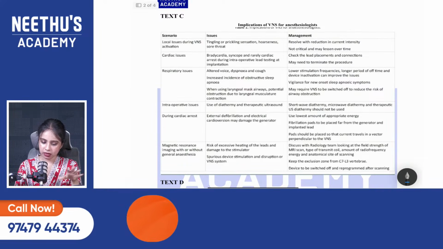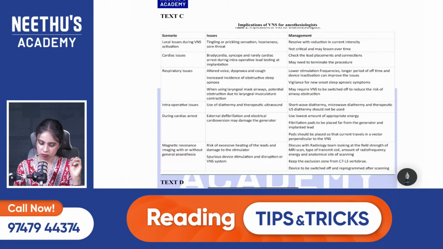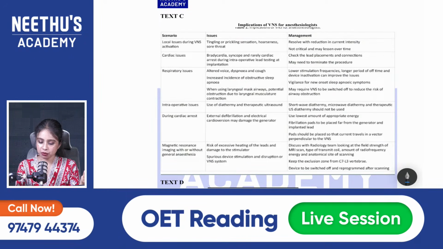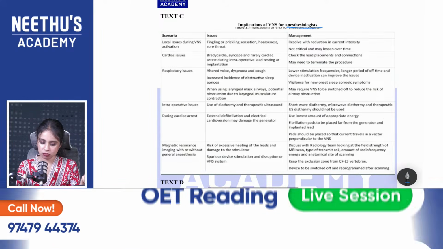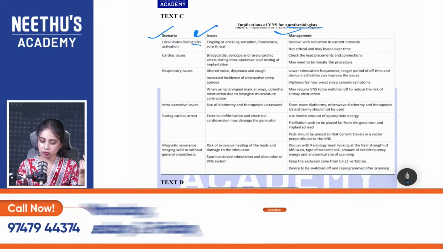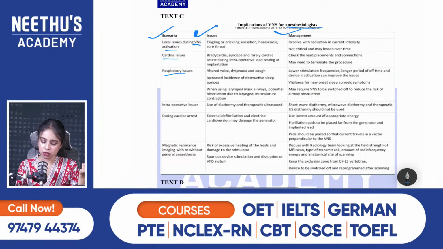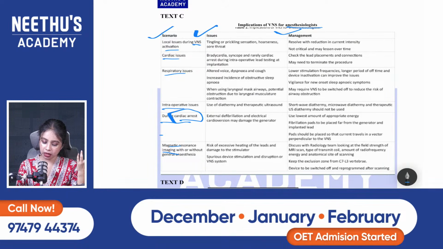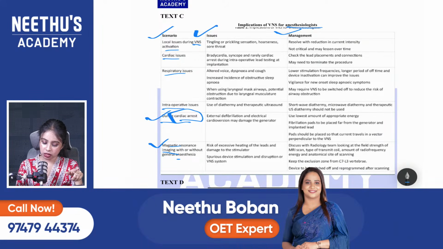And now we have a table, and the table is very important, of course. Implications of VNS for anesthesiologists. Scenarios mentioned here, issues mentioned, management mentioned. Local issues during VNS activation, cardiac issues, respiratory issues, intraoperative issues during cardiac arrest, magnetic resonance imaging. I hope we have questions on cardiac arrest as well as MRI, because these 2 topics are very important. With or without general anesthesia.